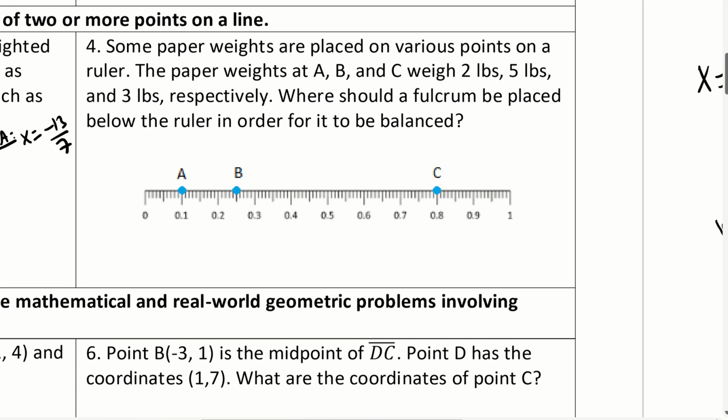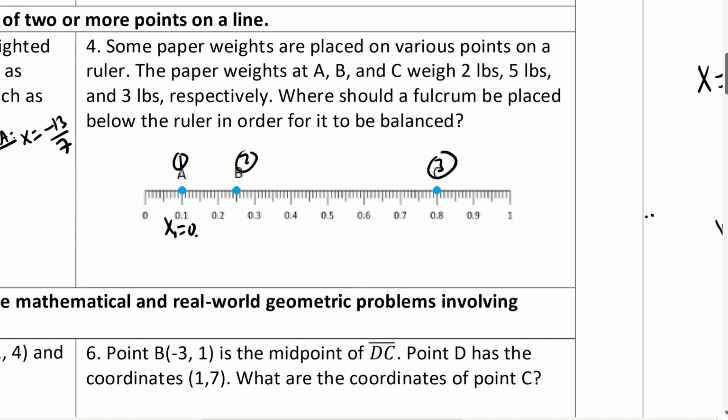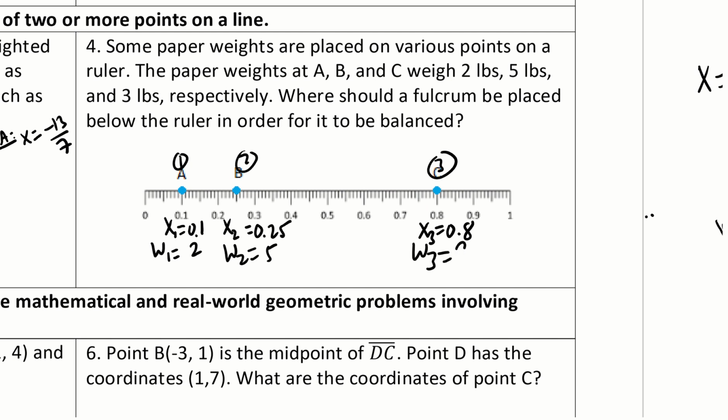Some paper weights are placed on various points on a ruler. The paper weights A, B, and C weigh 2 pounds, 5 pounds, and 3 pounds. So we're going to call that point 1, point 2, point 3. So we got x1 is 0.1. x2 is halfway between point 2 and point 3. And then point 3 is at an x coordinate of 0.8. We need to write down the weights though. So the weight at A is 2 pounds, B is 5 pounds, and C is 3 pounds.